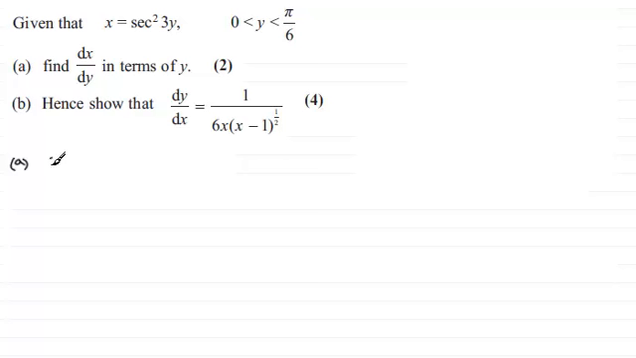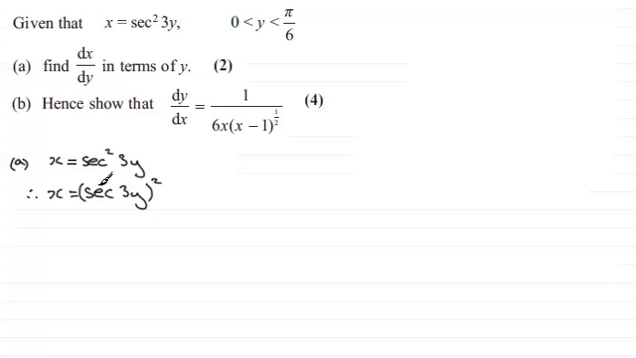we're given then that x equals sec squared 3y, and we've got to find dx dy in terms of y. So all we need to do is differentiate this with respect to y. But first of all, I'm going to write this in the form x equals (sec of 3y) all squared. And to differentiate this we're going to need to use the chain rule.